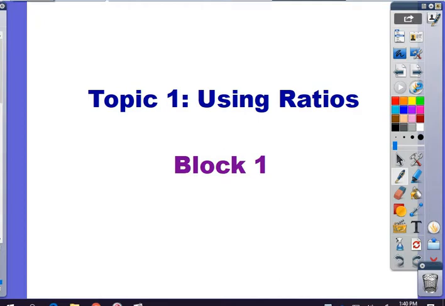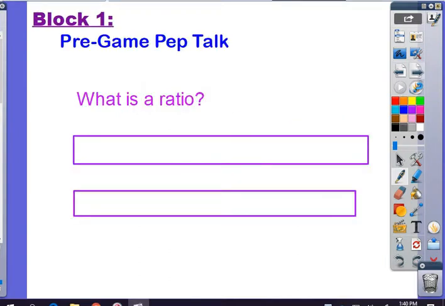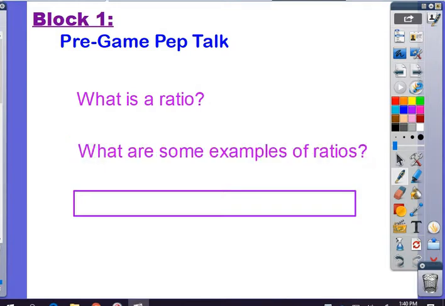Okay, this is block 1 from topic 1, using ratios. First thing we're going to talk about is what is a ratio. One person said a ratio is something that compares something. Did you say a number compared to another number? Okay. And then we talked about what are some examples of ratios.